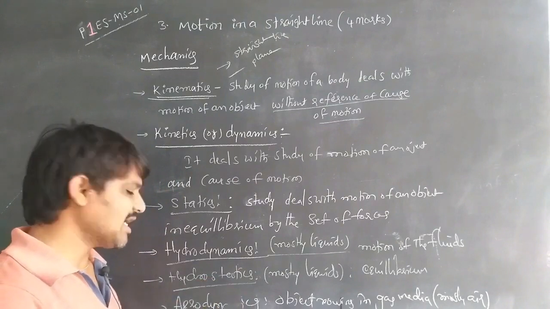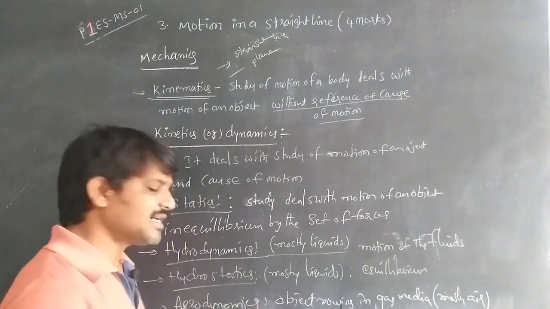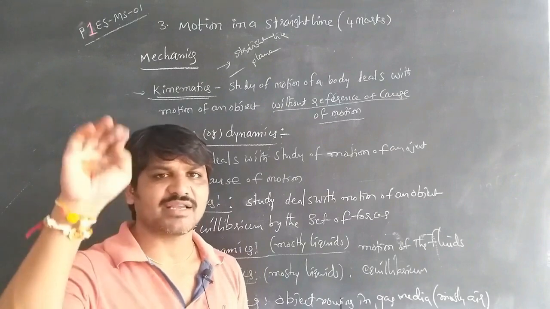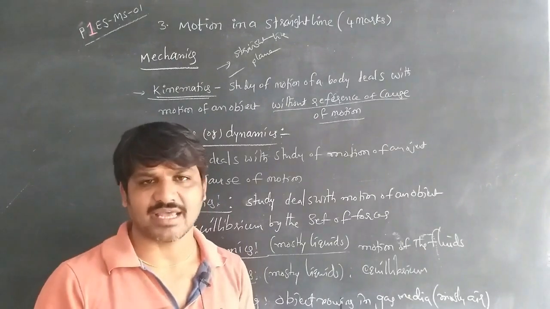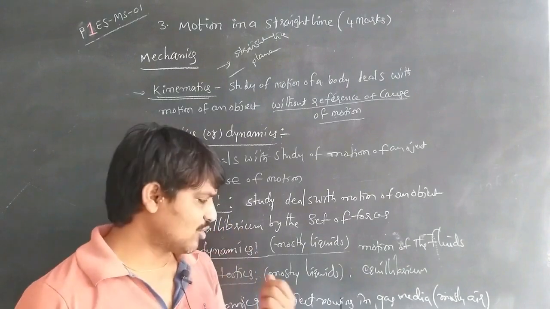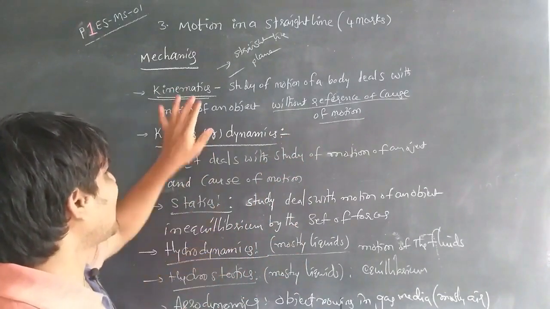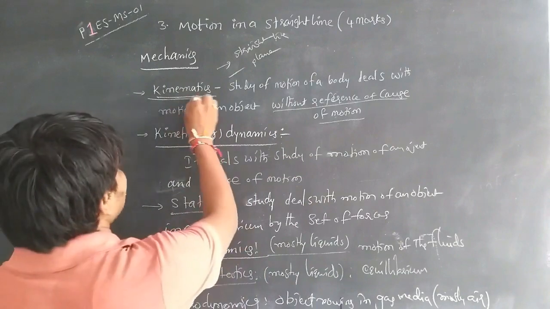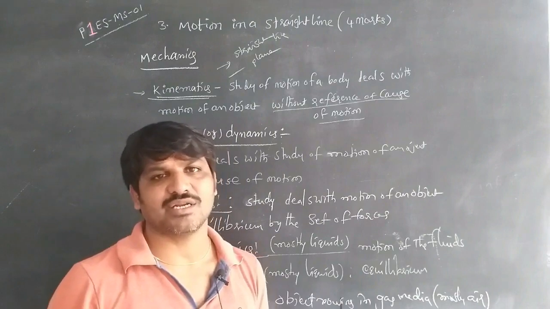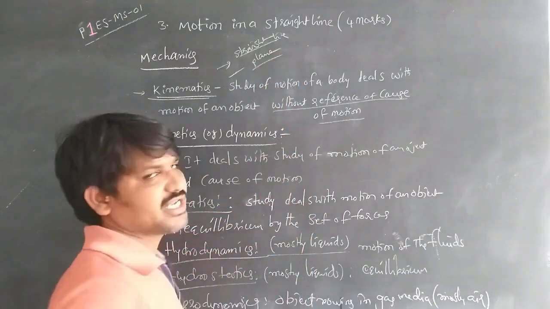The last and final one is aerodynamics. Aerodynamics is the study of the motion of an object in a gas medium. When the object is traveling in air or some other gas, we discuss that. These are the branches of mechanics. In kinematics, we have 2 topics in the first year intermediate education: motion in a straight line, and motion in a plane.